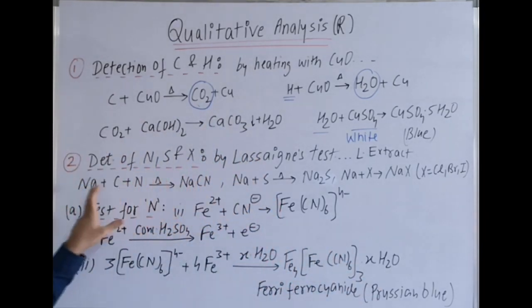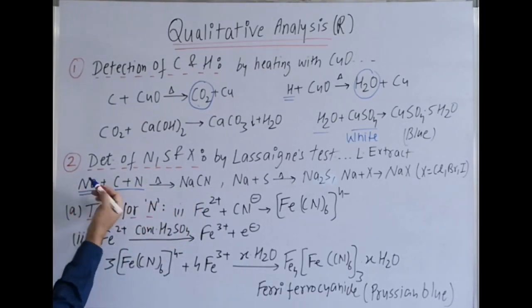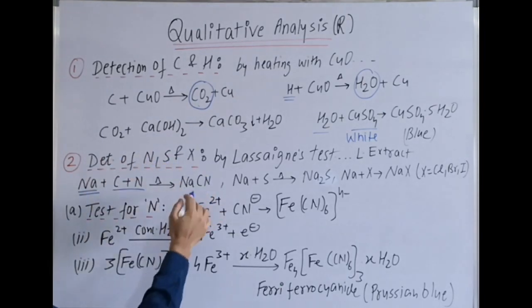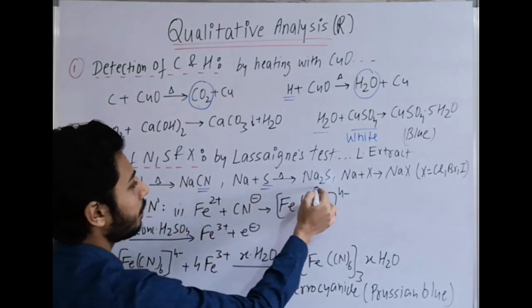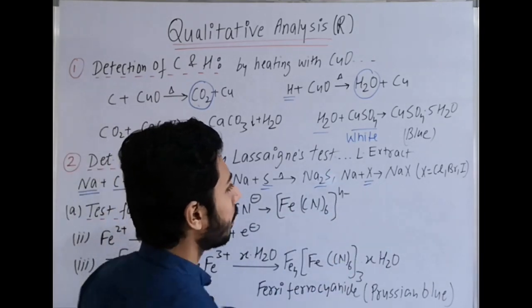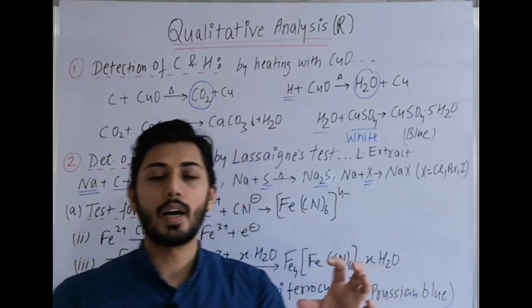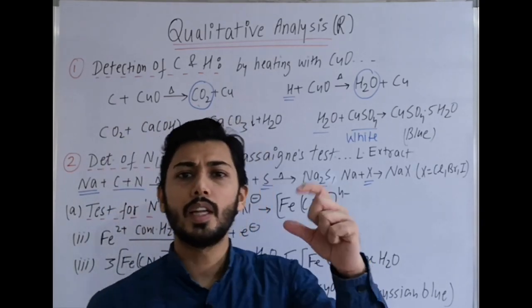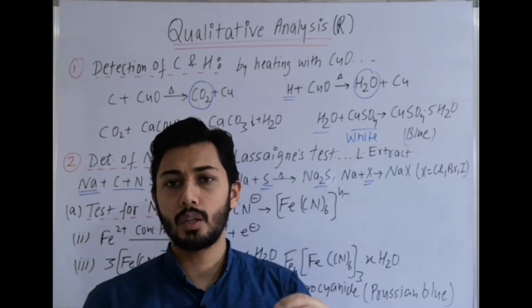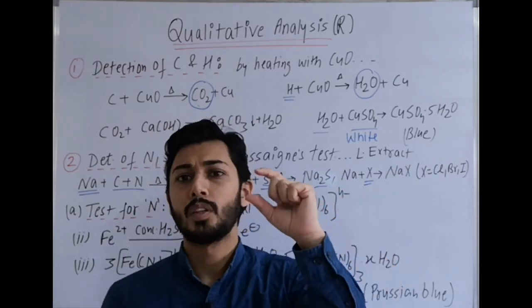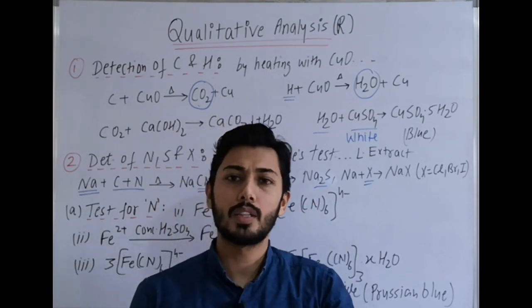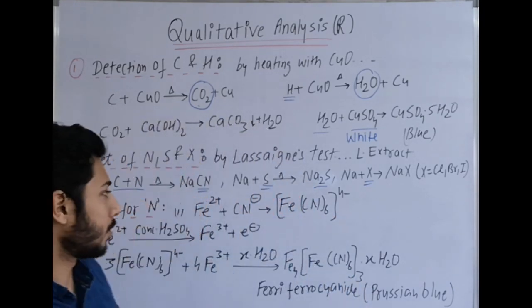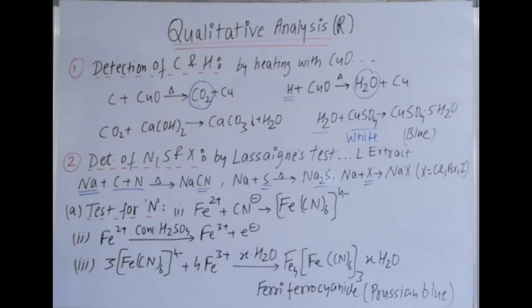So by treating with sodium metal, we convert them from covalent form to their ionic forms. Like in the first one, carbon and nitrogen, when treated with sodium metal, form CN minus. If sulfur is there, it forms sulfide. If halogen is present, it forms halide, and this fused mass we extract by using distilled water. Then we take that sodium fusion extract or Lassaigne's extract in a test tube and start testing for nitrogen, sulfur or halogens. So first is the test for nitrogen.